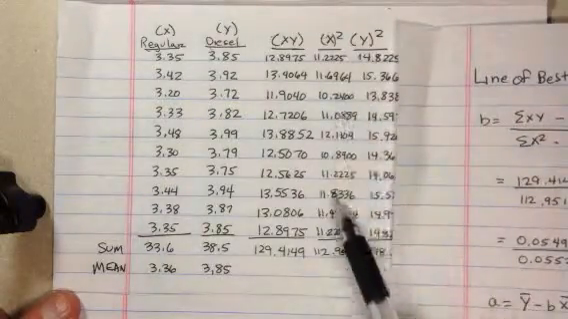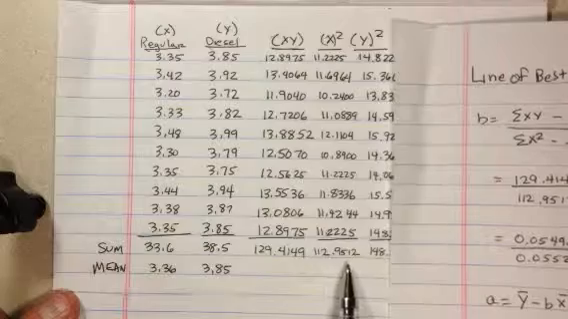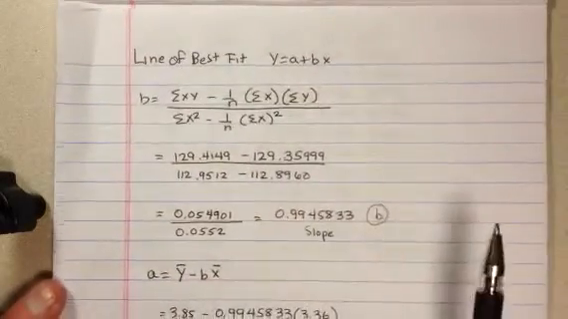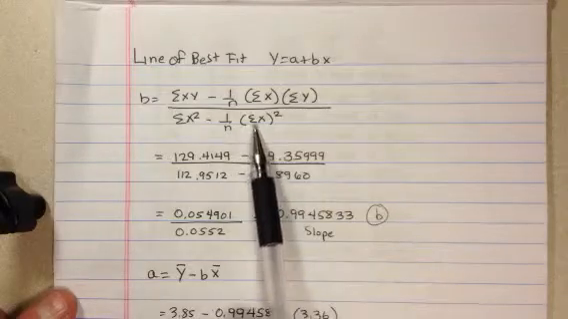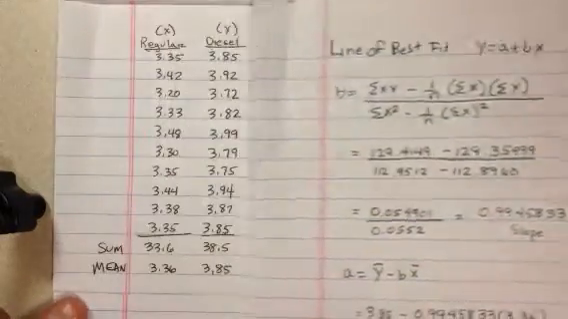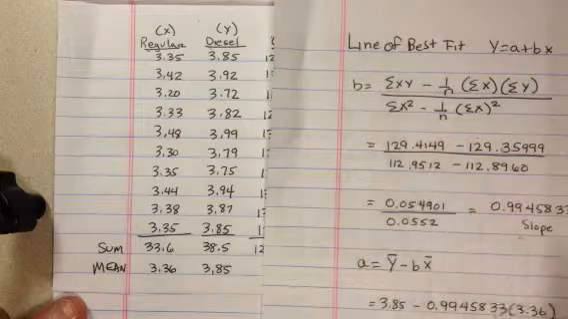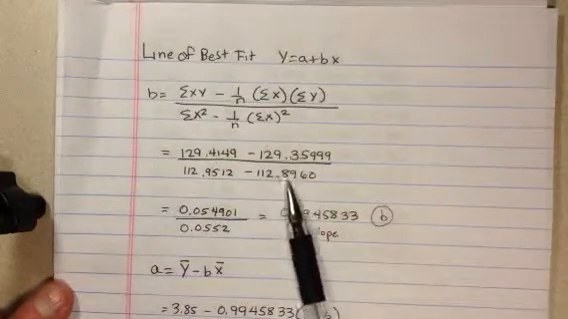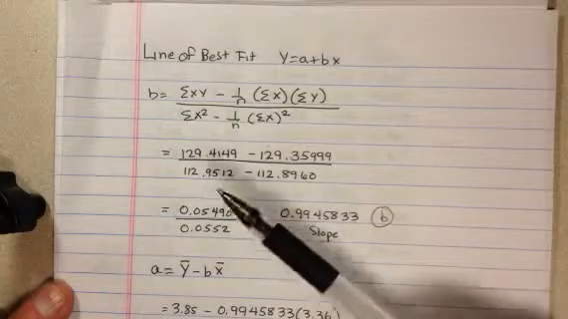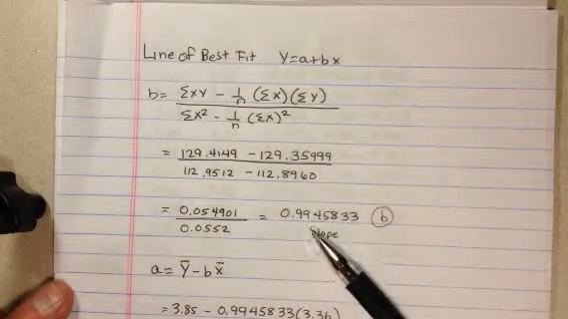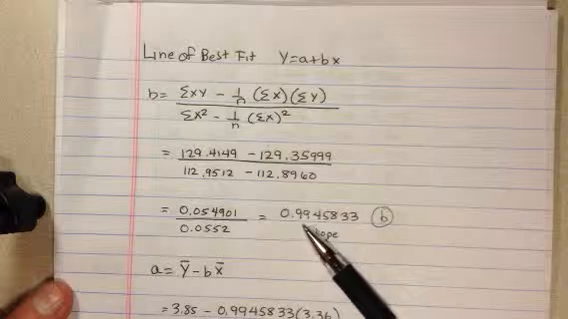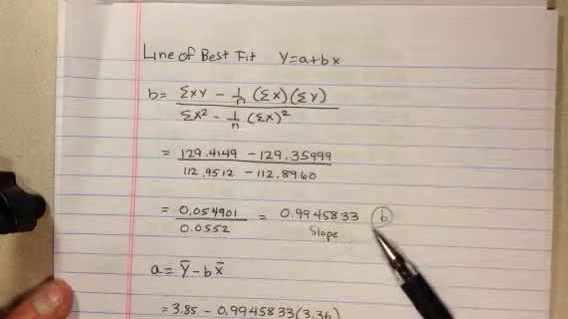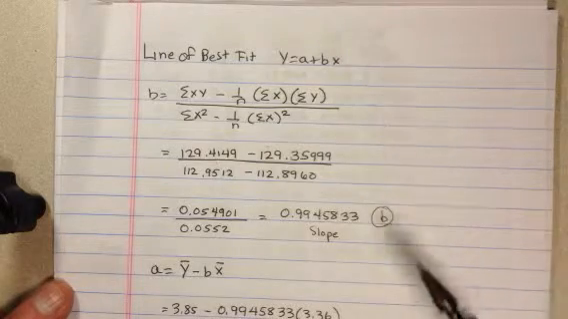Again, this is x squared. When we sum that, it was 112.9512. And then we have 1 over 10 times the sum of x squared. Sum of x was 33.6. We square that number, divide it by 10, and we get 112.8960. We find this ratio, and it comes out to 0.9945833, which is the slope, which is our b from our equation.